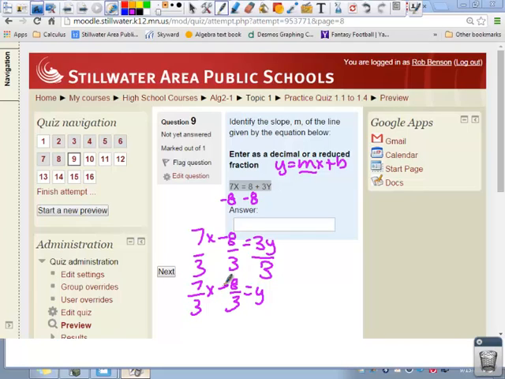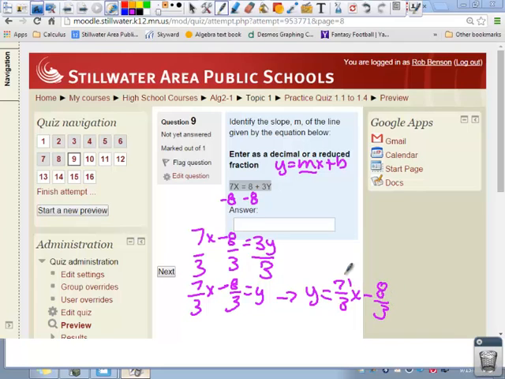So looking at this, I know it's not in this form, but it's kind of in this form. We could just rewrite this. I could put the y on the left side and this stuff on the right side. So I got really y is equal to 7 thirds x minus 8 thirds.